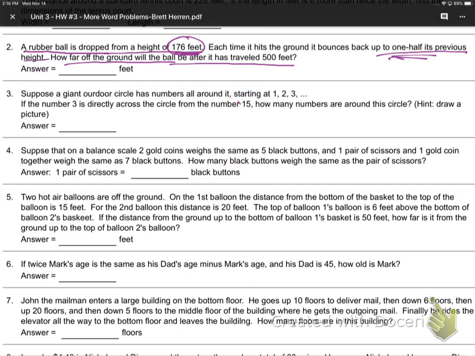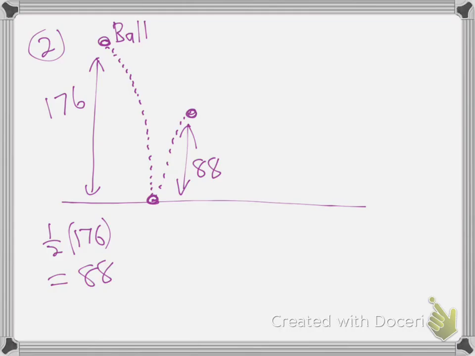And now what's their question? Let's go back to the question. What do they even want from us? Are you clear on the question? Yeah, how far off the ground when it's traveled 500 feet. What do they mean traveled 500 feet? Are we clear on all those words? They mean vertically traveled. They mean up and down. I probably shouldn't have drawn it sideways, but they mean up and down.